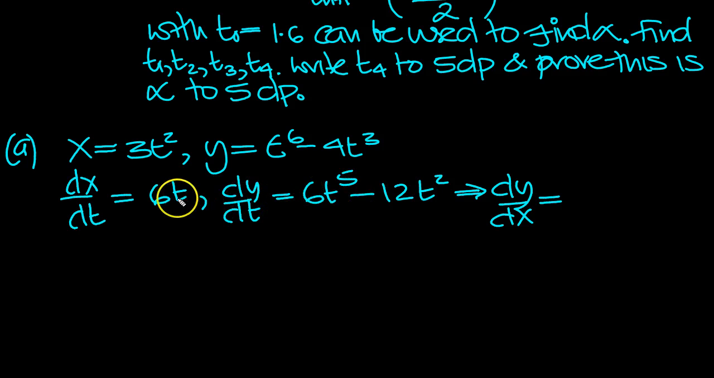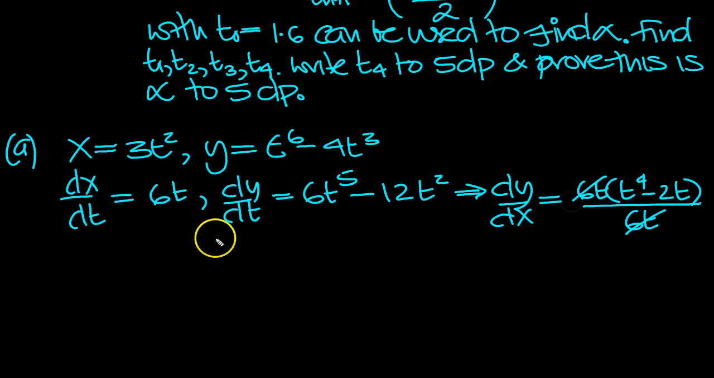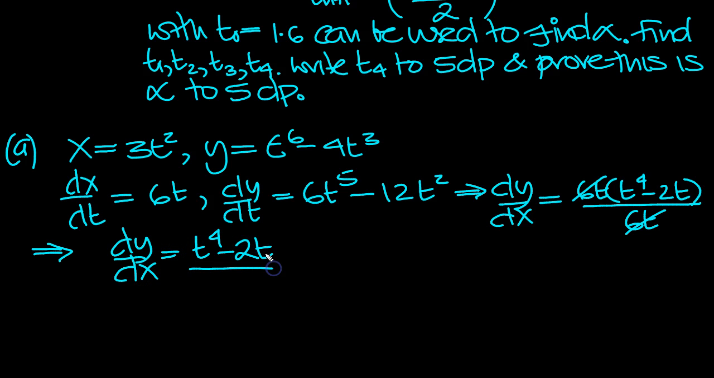Okay, so it's dy/dt over dx/dt. Here we've got 6, this top thing has a 6t common, doesn't it? So let's pull that outside a bracket straight away. And inside we're going to have a t to the 4 minus 2t here to give the minus 12t squared. That's dy/dt divided by dx/dt, which is 6t. So we can see these cancel, and that tells us then dy/dx equals t to the 4 minus 2t. This is part 1. Part 2.